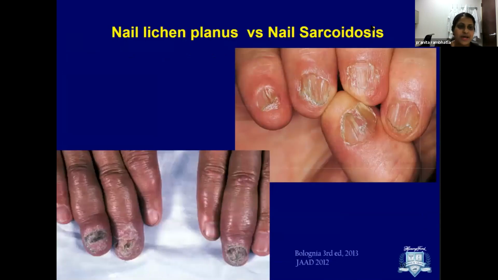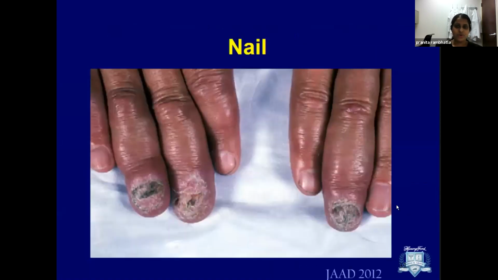All right, this one, nail lichen planus versus nail sarcoidosis. Both of these patients have onycholysis, where the nail is lifting off of the bed. The cuticle is getting destroyed. In this bottom picture, we call that pterygium, and it's scarred. And you can see significant dystrophy in both pictures. So this was the nail sarcoidosis. One of the clues in this one is that this patient actually has sarcoidal dactylitis also.